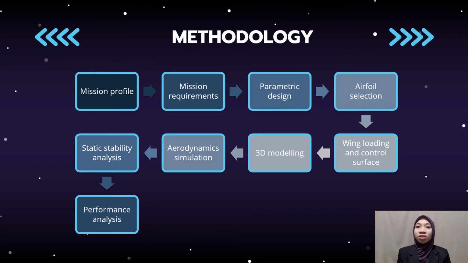After that, parametric design will be done based on the parametric study that has been done during the literature review. After that, airfoil selection, and then the wing loading and control surface calculation. After that, we will do the 3D modeling by using OpenVSP software. After that, aerodynamic simulation and static stability analysis will be done by using VSP Aero software. And lastly, performance analysis will be done.